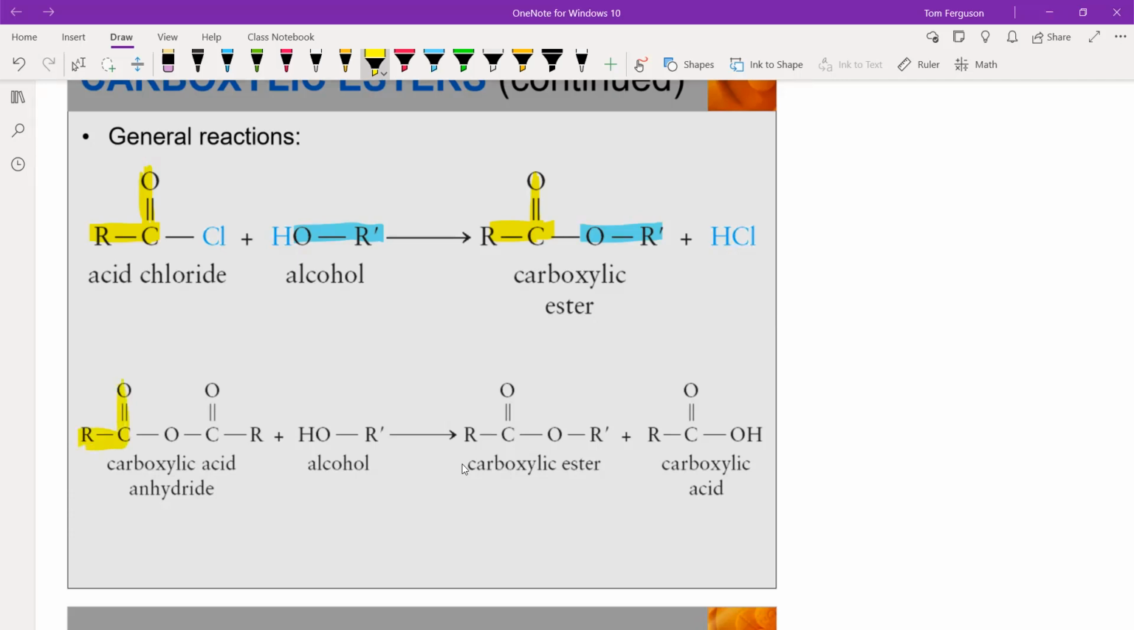That's the acid part. Alcohol part. And then notice this yields hydrochloric acid, and this yields another one of the acids. Now, I'm going to talk about this anhydride. It looks like a goofy looking molecule.